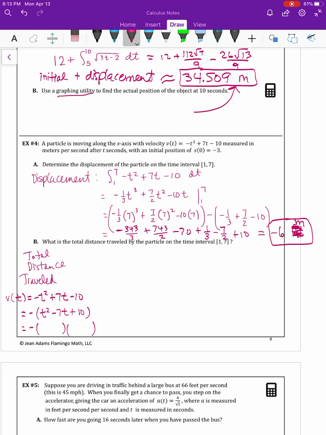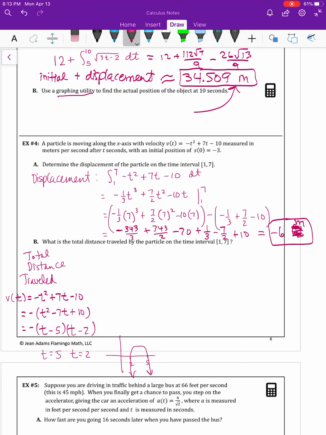So this negative t squared plus 7t minus 10, if I factored a negative out and then tried to factor this, I've got a negative 5 and a negative 2. So my t equals 5 and my t equals 2. I know it's a downward facing parabola. And so here's 2, here's 5. So it goes something like that.